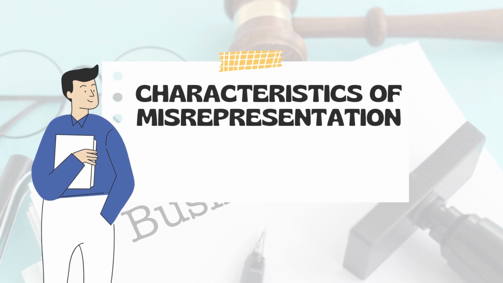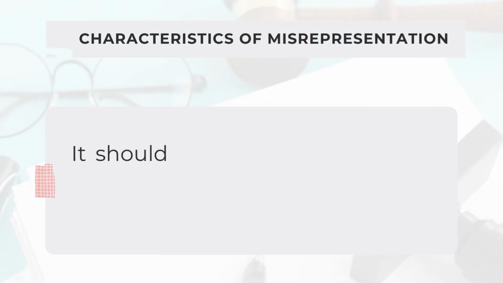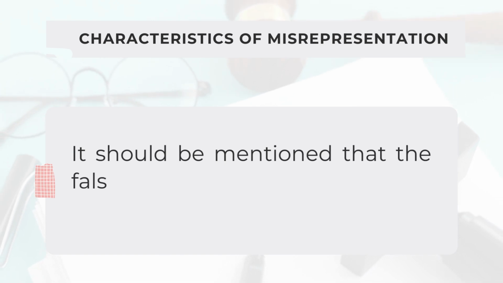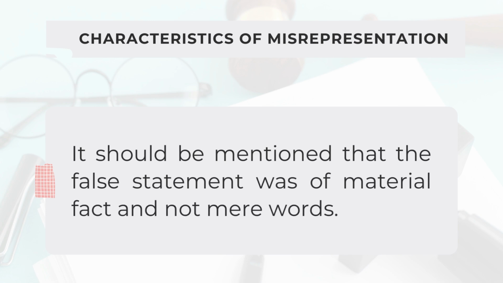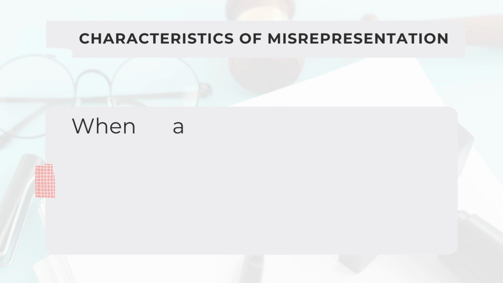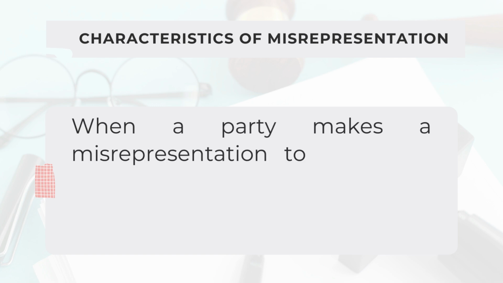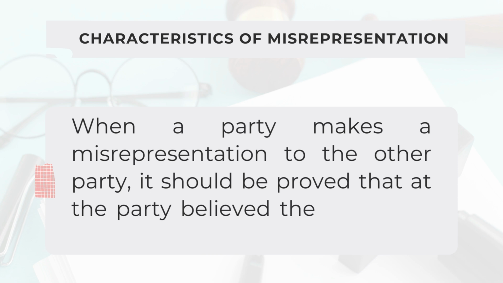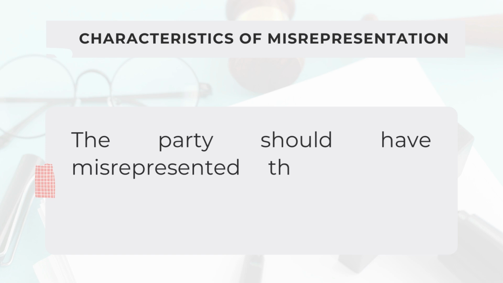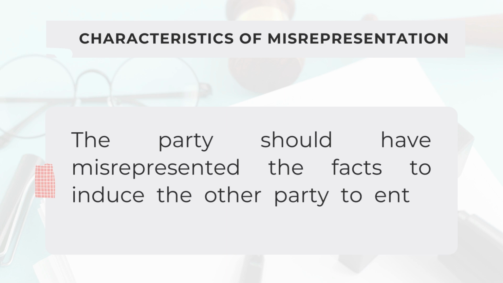What are the different characteristics of misrepresentation? Number one, the false statement must be of a material fact, not mere words. It has to be proved that the material, important, pivotal fact has been shown as a false statement. Second, when a party makes a misrepresentation to the other party, it should be proved that I believed that information; I believed that the fact is true. And third, the party should have misrepresented the facts to induce another party to enter into a contract. So all these features must be present to prove it is a misrepresentation.